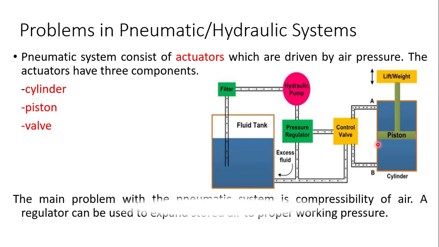So what problems are associated with it? The main problem with the pneumatic system is compressibility of air. Clear? How much compressible air is required. One thing I wanted to make sure you understand is that in a hydraulic system the movement is very smooth, but in a pneumatic system the movement is rapid. Clear? Because we cannot control the air pressure as we can control the hydraulic pressure. Correct? So in the pneumatic system, the compressibility of air is the major factor, because we have to compress it more, and the compressor would run at higher speeds even. So a regulator can be used to expand stored air to proper working pressure. So this can be handled by the pressure regulator over there.